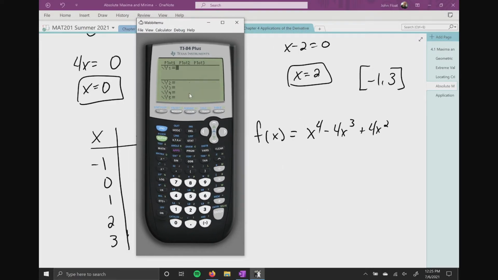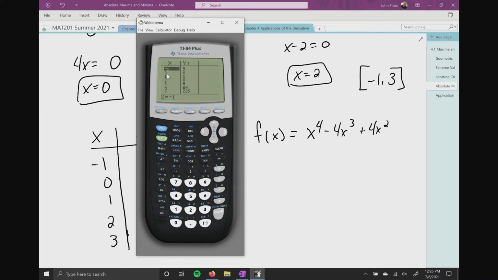Let's type in our function: x to the 4th minus 4x to the 3rd plus 4x to the 2nd. Now, I don't know if you've ever used a calculator like this before, but directly above the graph button in blue, it's kind of hard to see, it says table. So I'm going to select second graph, which is going to give me the table.